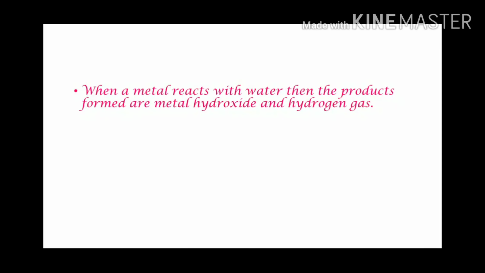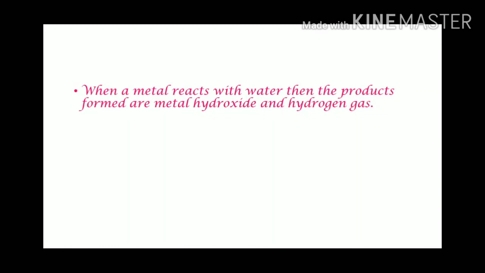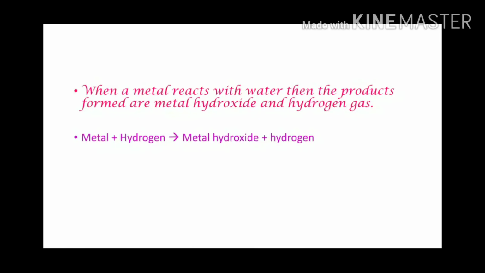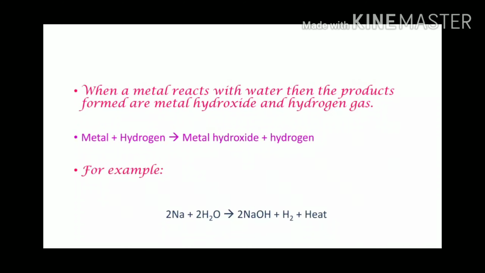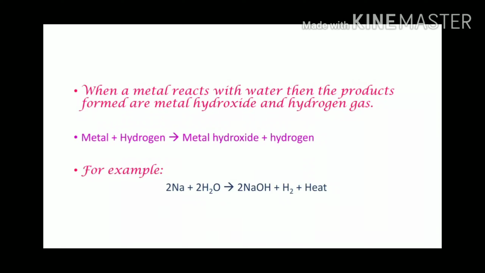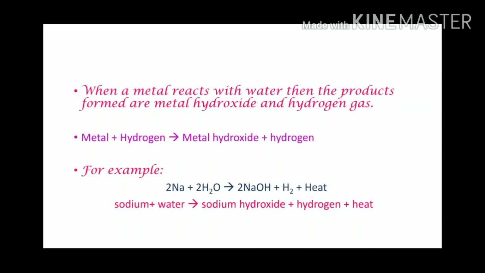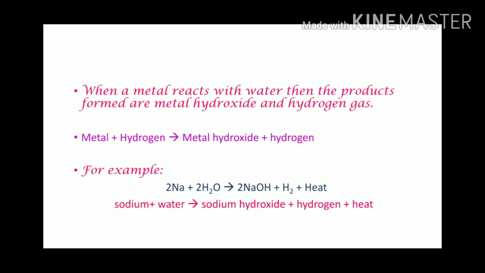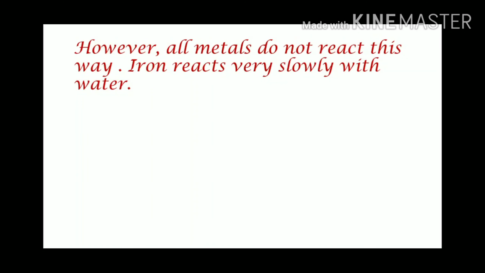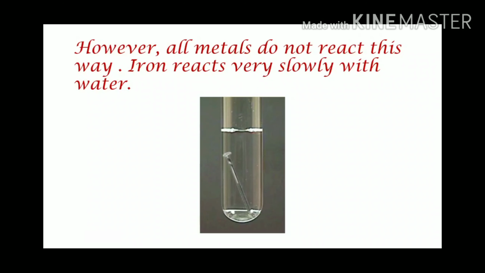When a metal reacts with water, then the products formed are metal hydroxide and hydrogen gas. Metal plus water gives metal hydroxide plus hydrogen. For example, 2Na plus 2H2O gives 2NaOH plus H2 plus heat. The word equation for the reaction is sodium plus water gives sodium hydroxide plus hydrogen plus heat. However, all metals do not react this way. Iron reacts very slowly with water.